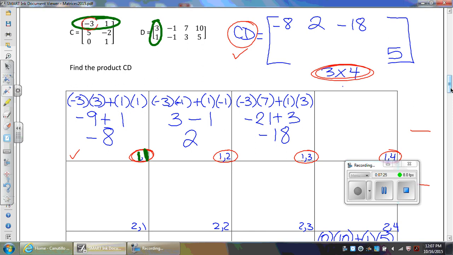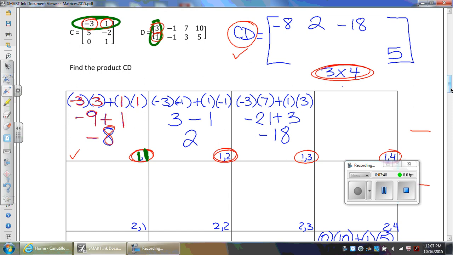So we multiply -3 times 3, and then 1 times 1. So we did that, and -3 times 3 is -9, and then we added 1. So -9 plus 1 is -8.